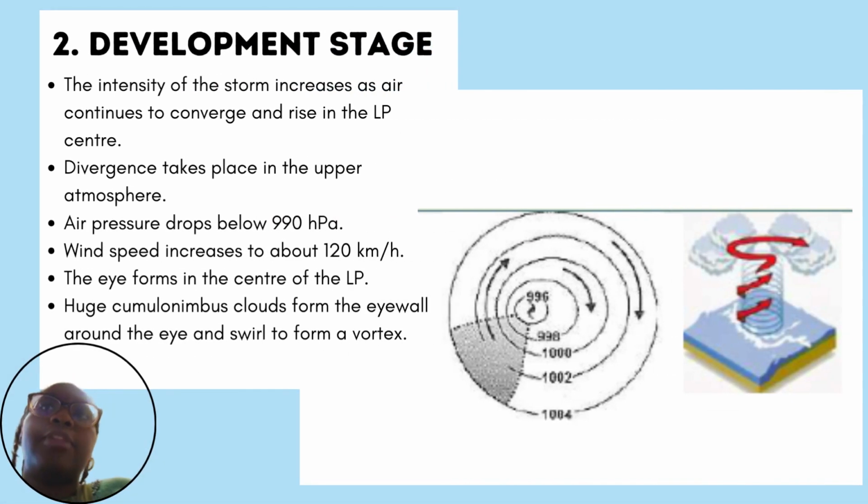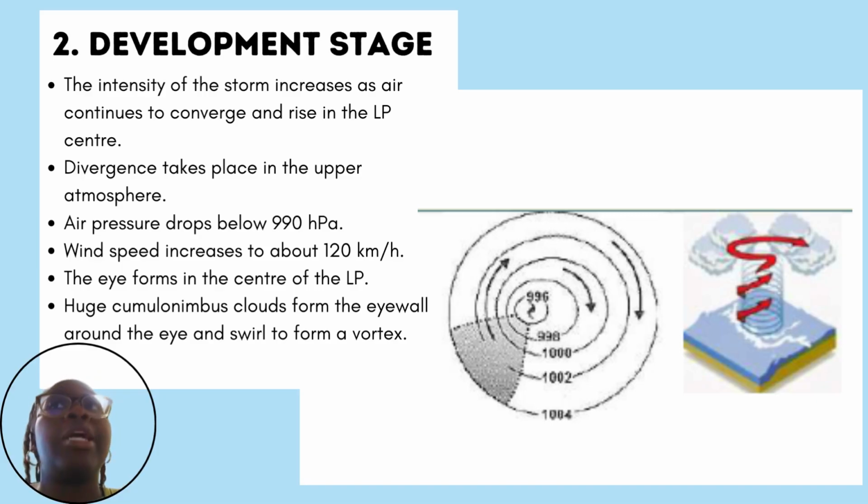Right. Then we have the development phase, where the intensity of the storm increases as the air continues to converge. So it converges and then it rises in the low pressure center, and then divergence happens in the upper atmosphere. So just imagine it's sort of like coming in and then going up and then diverging. The air pressure therefore drops even to 990 hectopascals. The wind speed increases to about 120 kilometers per hour.